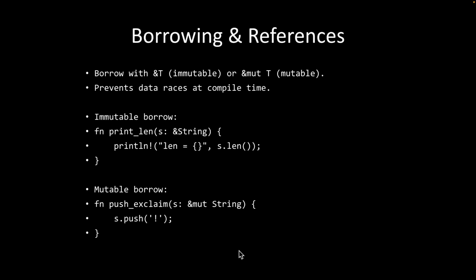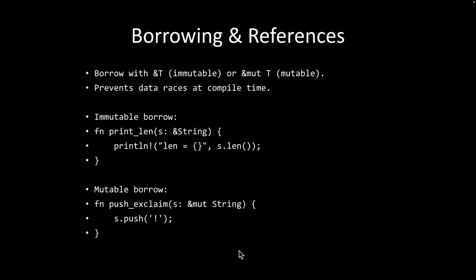Now let's talk about borrow checking. There are two concepts here: borrowing and references. Borrowing can be done with the ampersand and a type, &T, and that is considered an immutable borrow. And you can also borrow using &mut T. This gives you a mutable reference, and it also prevents data races at compile time.